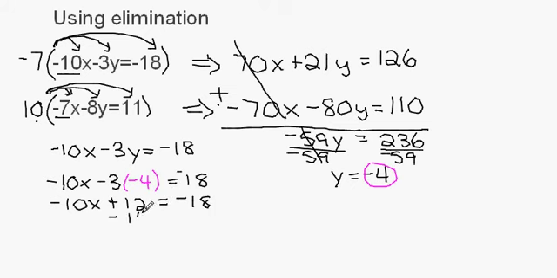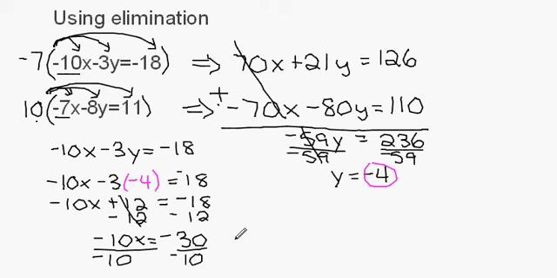We minus 12 from both sides. So we get negative 18 minus 12 gets us a negative 30. We're left with negative 10x equals negative 30. Divide by negative 10, divide by negative 10. Our x will be negative 30 divided by negative 10, which is a positive 3.